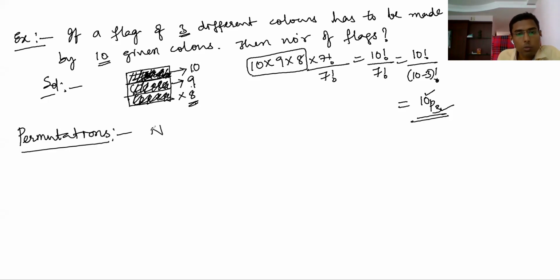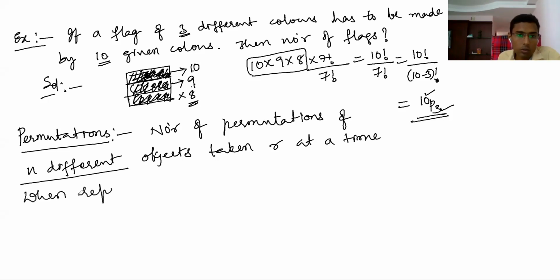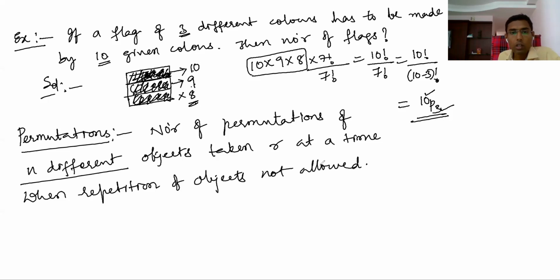First, permutation means, so now let's take the number of permutations of n different objects taken r at a time. Different is important. Here, repetition of objects is not allowed. You understand this language properly. The number of permutations of n different objects taken r at a time, when repetition of objects is not allowed.